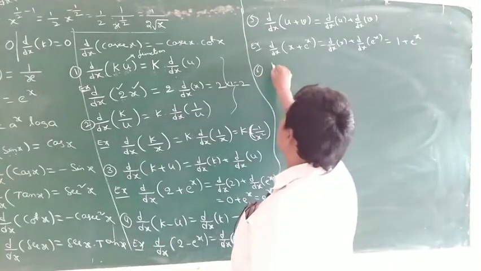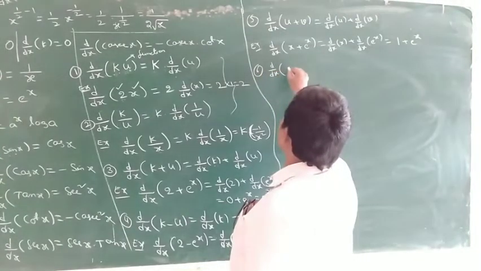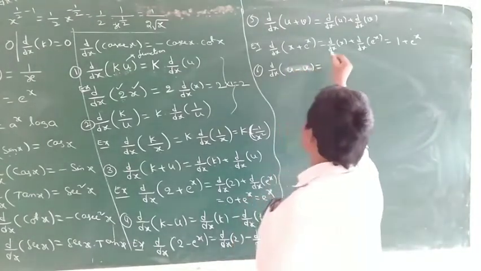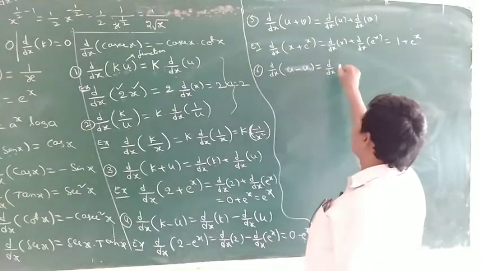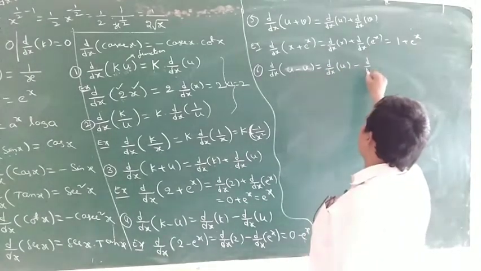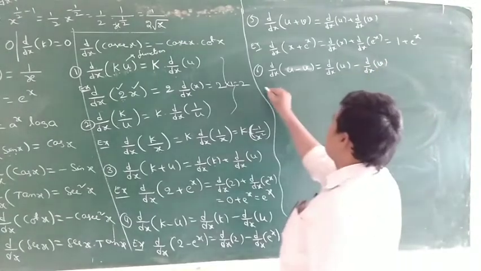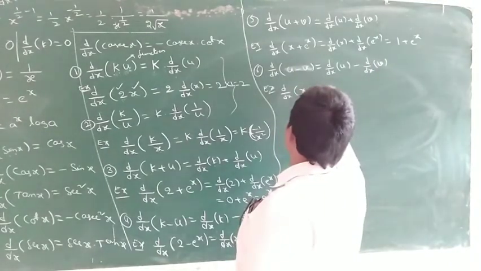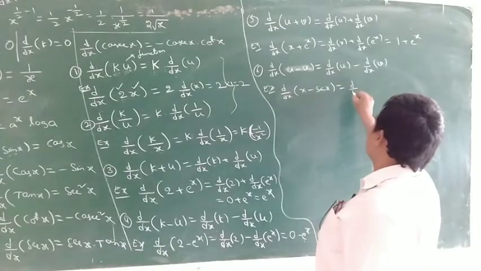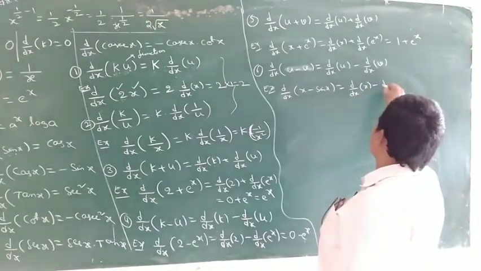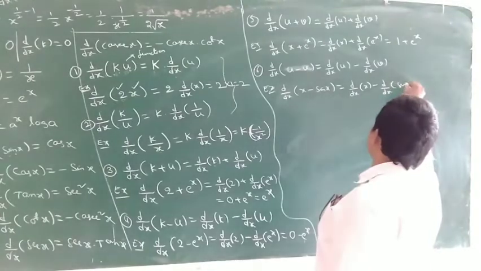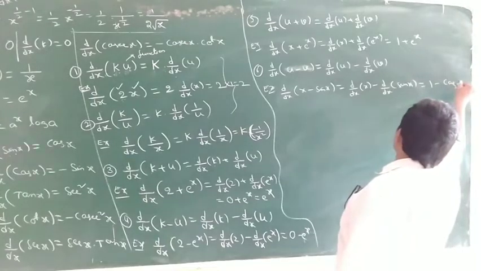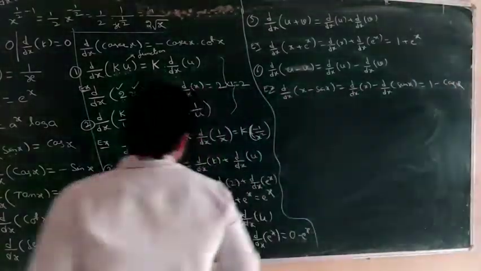Next, d by dx of u minus v is equal to d by dx of u minus d by dx of v. An example: d by dx of x minus sin x. That is equal to d by dx of x minus d by dx of sin x. So d by dx of x is equal to 1, and the derivative of sin x is equal to cos x.